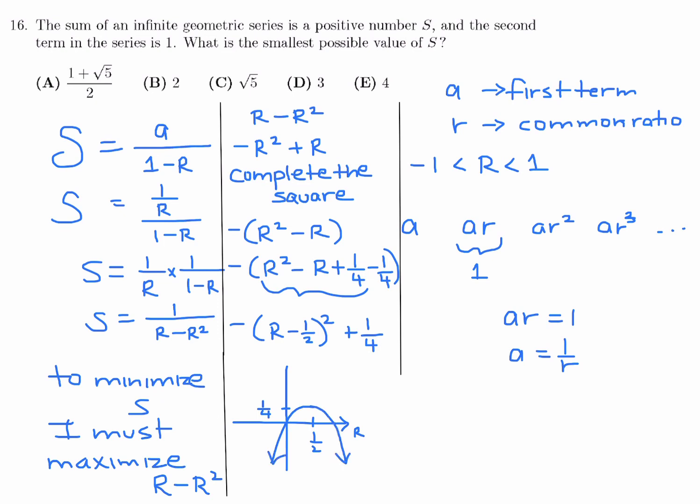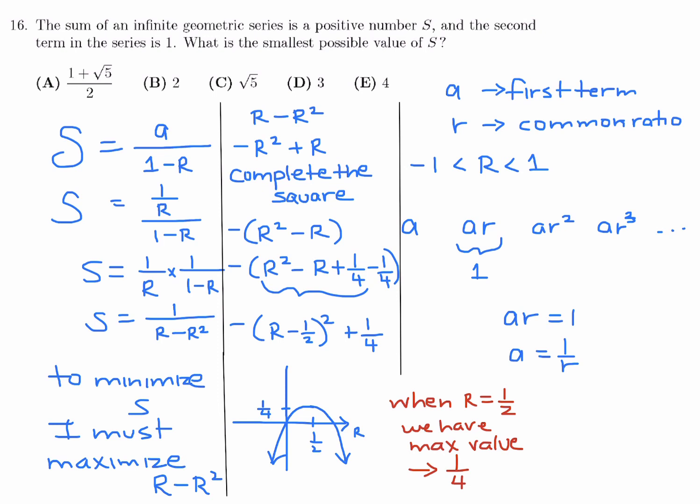Like that. So what that essentially means is that when r is equal to 1/2, we have the maximum value of that function, and that is 1/4. So the max value of this guy after completing the square is 1/4, and that happens when r is 1/2.